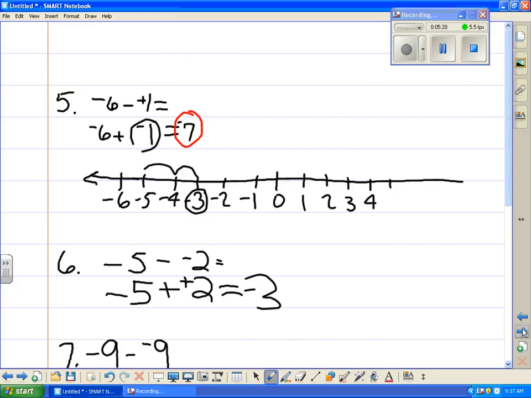Number 5, negative 6 minus positive 1. I rewrite the problem: negative 6 plus negative 1. The first number stays the same. The second number becomes negative. I go to negative 6. I go to the left because it's negative, and it becomes negative 7. That is my answer.